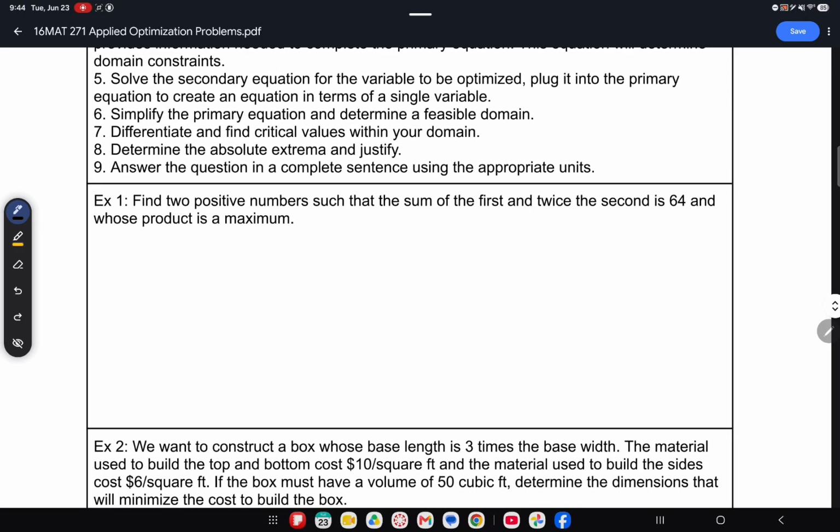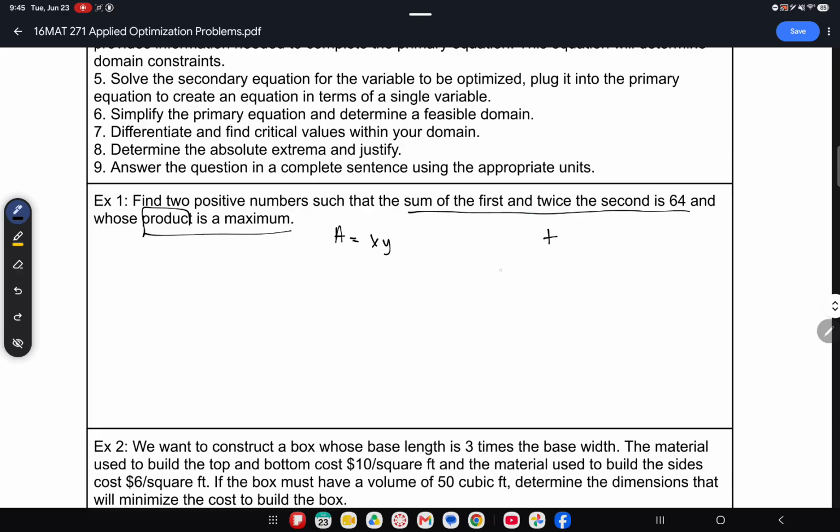All right. So let's look at a pretty basic one here. I want two positive numbers such that the sum of the first and twice the second is 64, whose product is a maximum. All right, so we want to maximize a product. It's two numbers, right? I don't know what they are, so let's just use X and Y. So the product would be X times Y. Well, that's three variables. In an equation, I need only two. So let's see if we can make another equation.